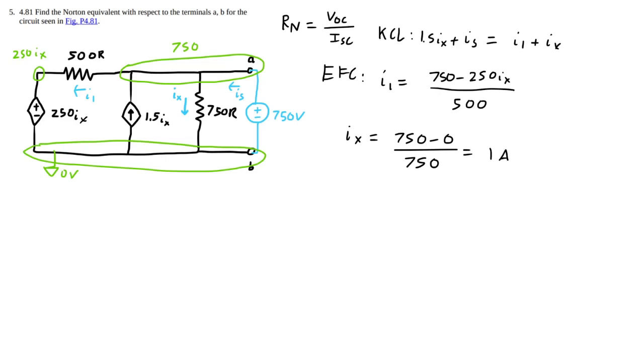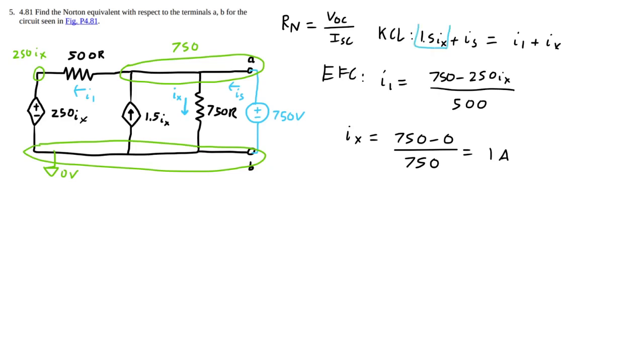So that's why I did the 750. It's a completely arbitrary choice. I could have done 1 and then made it 1 over 750 amps, but this is just a little bit cleaner, I think. Anyway, so now let's go back to our original KCL and begin the analysis.